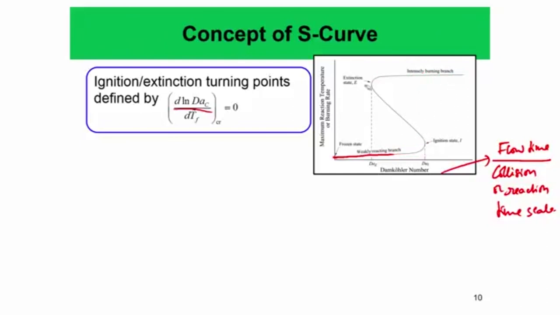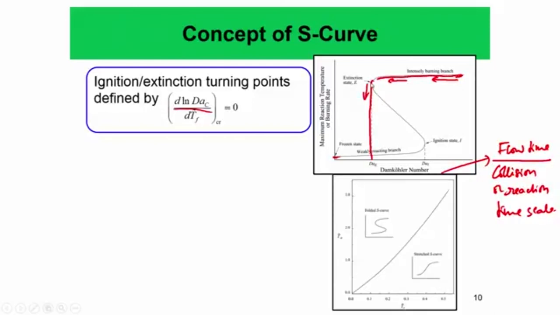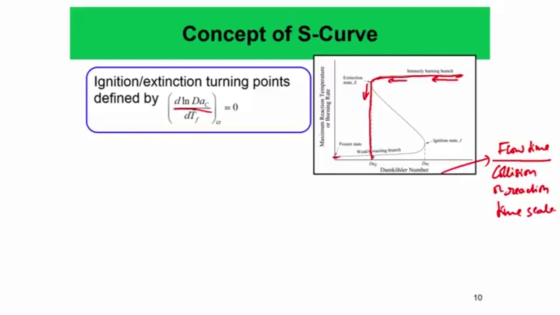If you have to annotate this, it is like this. Starting from here, you go here, you go here, and from here you go straight to this point. This is the extinction happening, and from here you go to this part. On the other hand, if you start from a small damköhler number and want to ignite something, you start from this state and go here, and then at this ignition point, at this large damköhler number, you hit it, and then you go to the main branch.